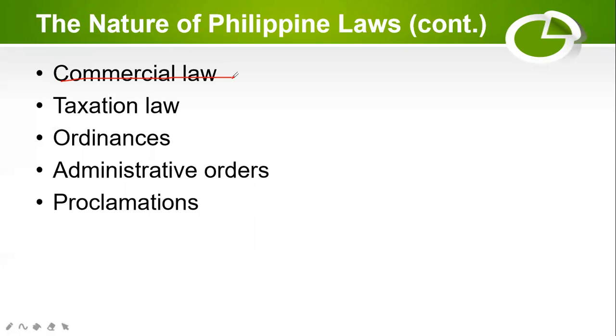And then we also have taxation law. So di ba daghan mo og nabalitaan ani nga priso kay wala nagbayad og tarong og tax. So because of this law, taxation law. So unsa ang mga taxation laws? So it identifies, determines, and regulates the type of taxes to be levied from a particular business transaction, trade, or activity.